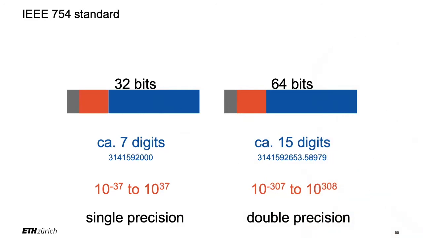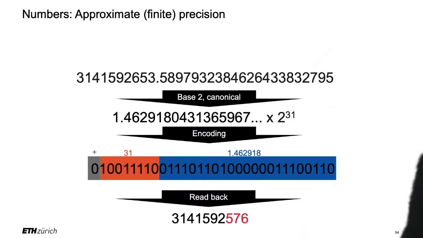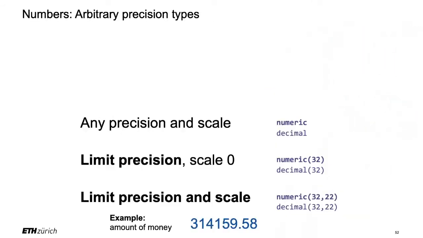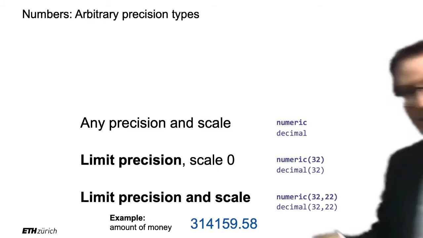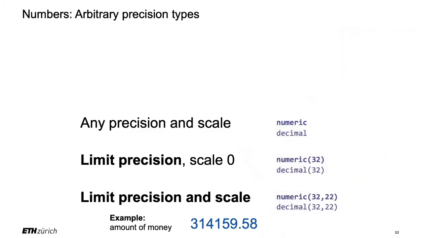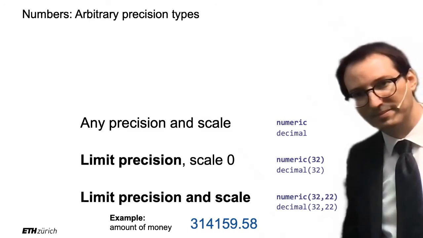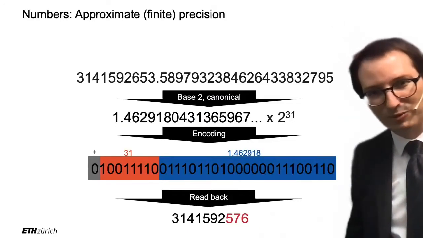We have a question: clarify the difference between numeric 32 and decimal 32. There is none. These are just synonyms, just like for character, char, character varying, varchar. It's like I said on Swiss German, right? You can say the same thing in many different ways depending on the village in which you live. So don't worry, it's just two different synonyms. Okay, so these are the numbers.